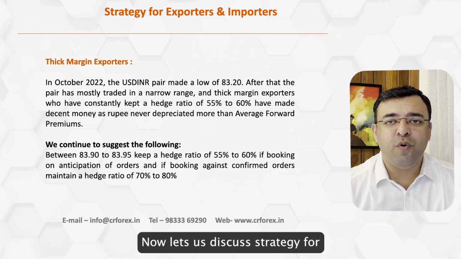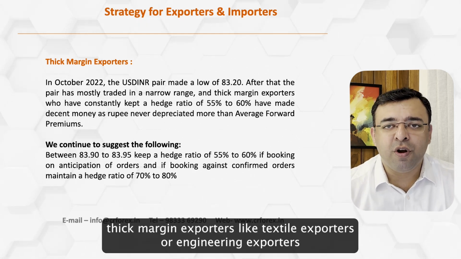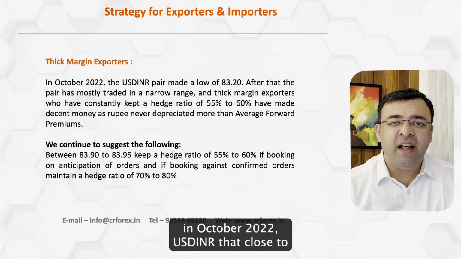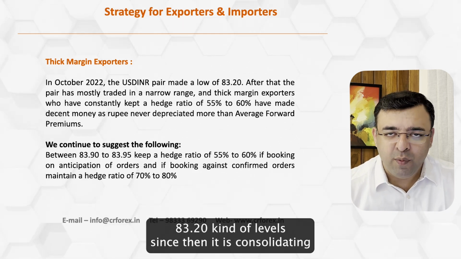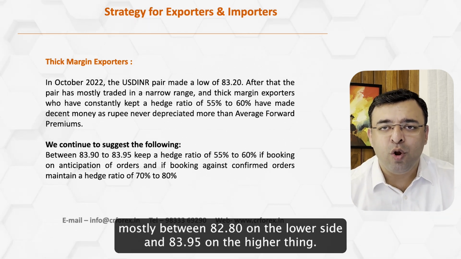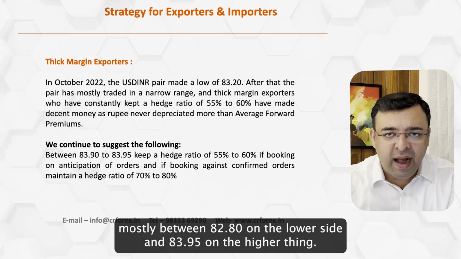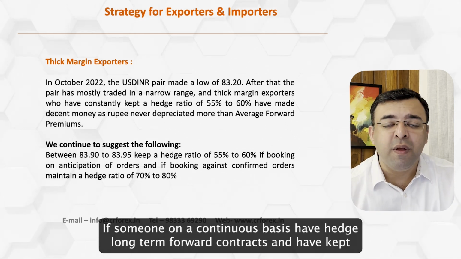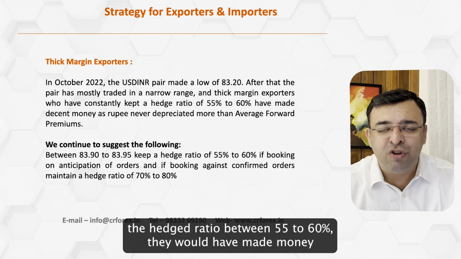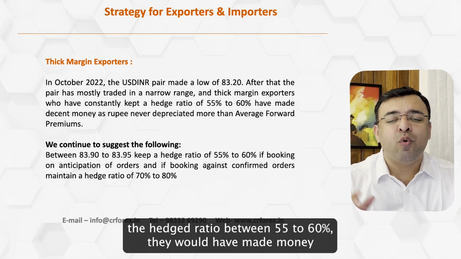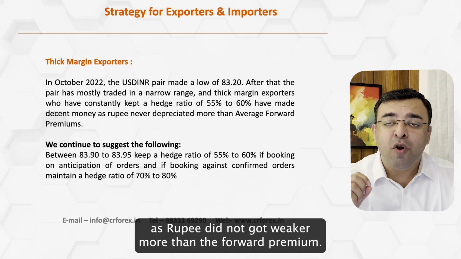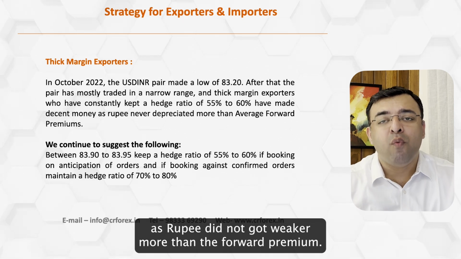Now let us discuss strategy for thick margin exporters like textile exporters or engineering exporters. In October 2022, USD INR touched close to 83.20 kind of levels. Since then, it is consolidating mostly between 82.80 on the lower side and 83.95 on the higher side. If someone on a continuous basis has hedged long-term forward contracts and has kept the hedge ratio between 55 to 60%, they would have made money as rupee did not get weaker more than the forward premium.